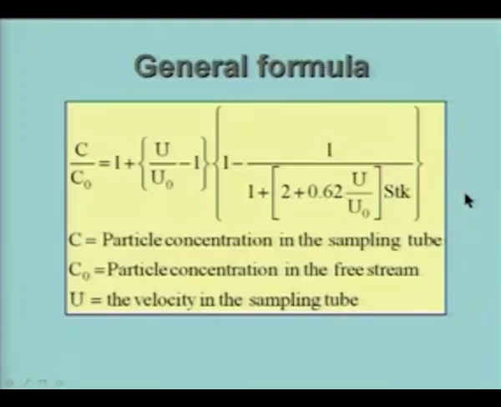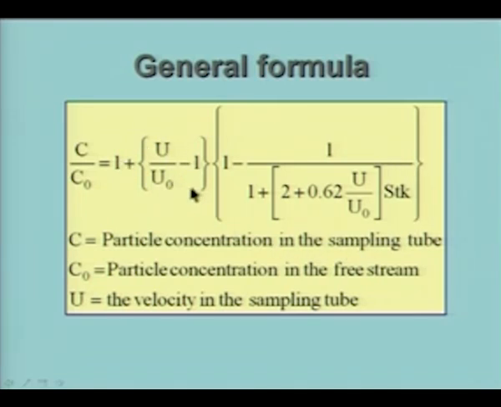And let us look at a typical example, a typical situation which will prevail. Suppose the Stokes parameter is given here, and C is the particle concentration in the sampling tube, which is what you are going to measure, and C naught is the particle concentration in the free stream, which is what we would like to measure. If the velocity in the sampling tube is u, C by C naught equal to 1 would correspond to isokinetic sampling, but there is a correction here, where it is u by u naught minus 1.